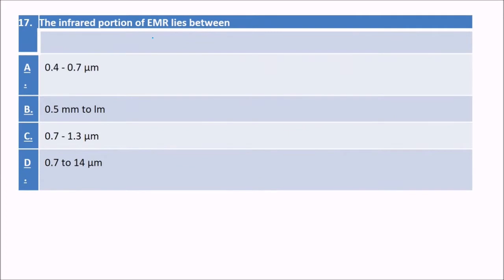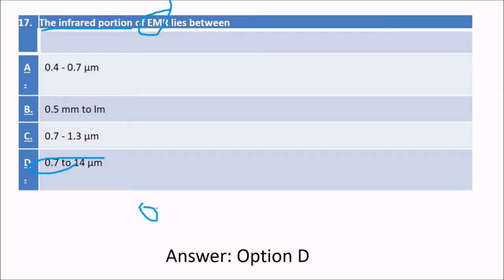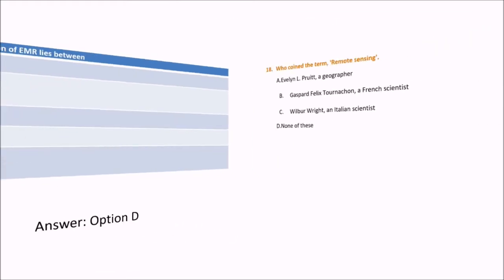Next, the infrared portion of EMR, electromagnetic radiation, lies between which values? These are options for you. Can you answer? The answer is 0.7 to 14 micrometer. This whole range covers the infrared portion of EMR.